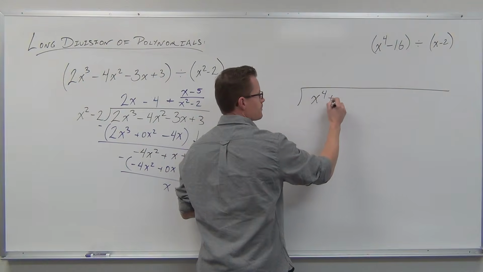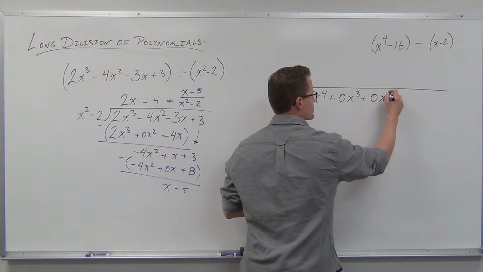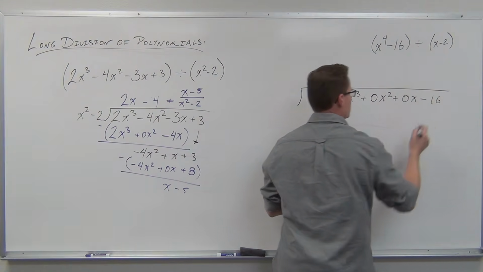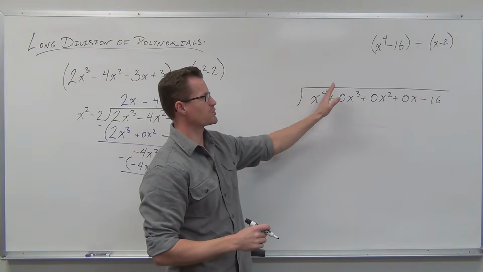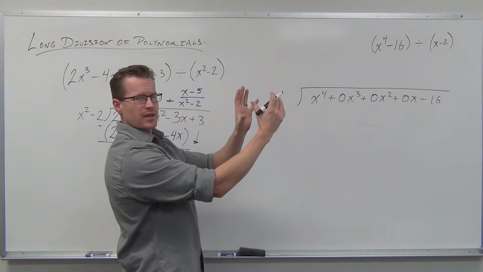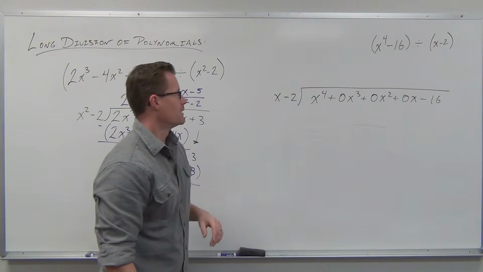A 4. I didn't have any 3s. Like go fish. I didn't have any 2s. I got no 1s, but I do have a constant. So I have a power for every potential, I have a place value holder for every potential power less than degree, and then my second expression, the thing I'm dividing by, or my denominator, goes out front.